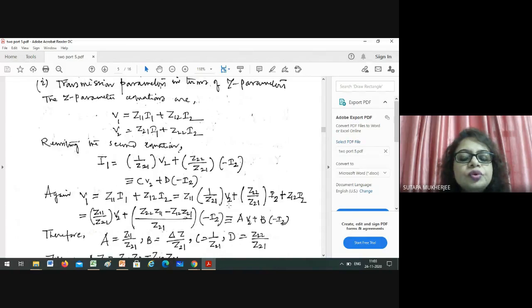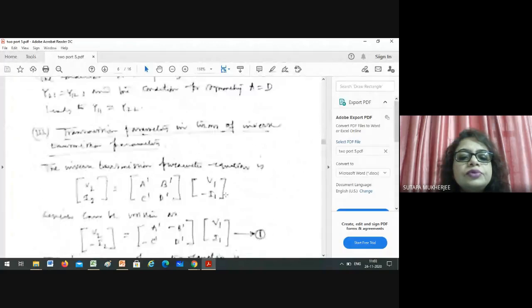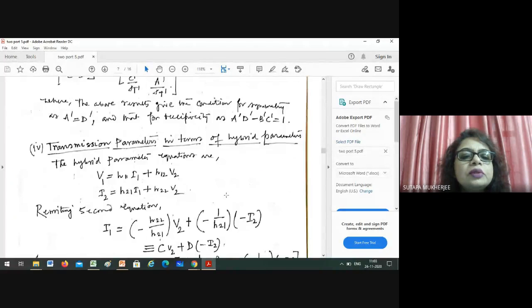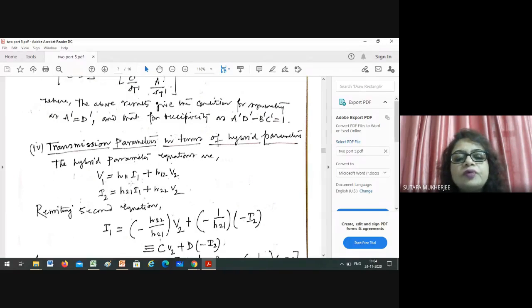Then we come to transmission parameters in terms of hybrid parameters. So concentrate, students. First of all, you have to know the relationship: V1 equals H11 I1 plus H12 V2, and I2 equals what? H21 I1 plus H22 V2.